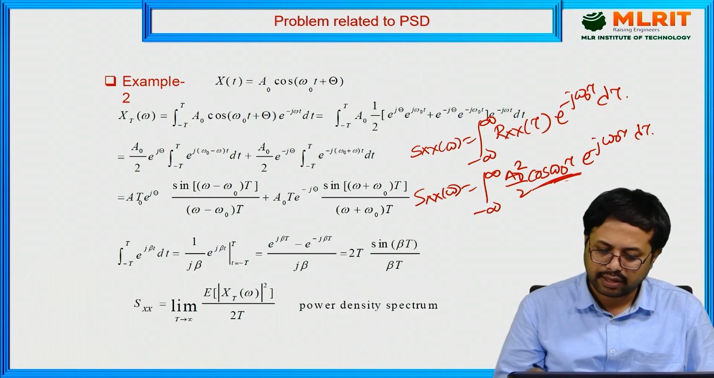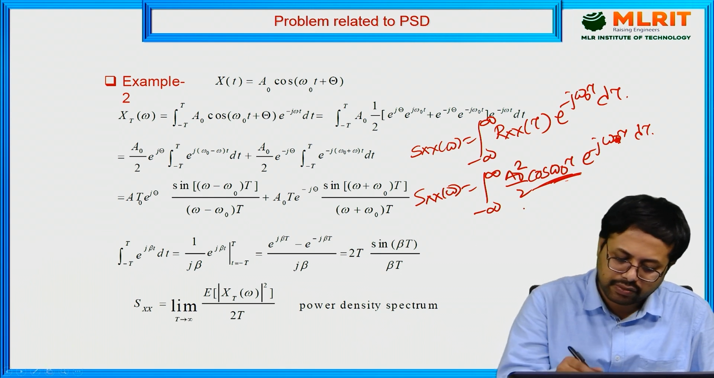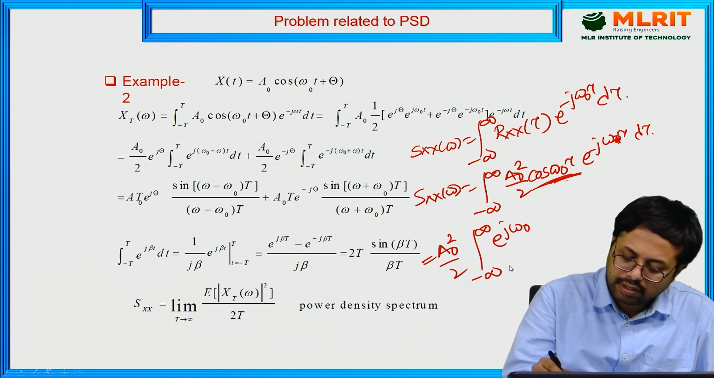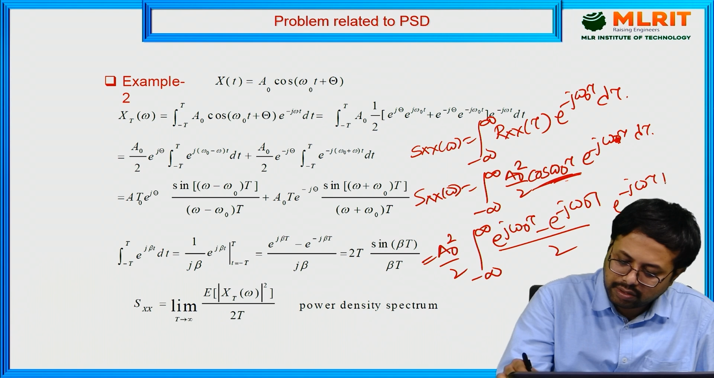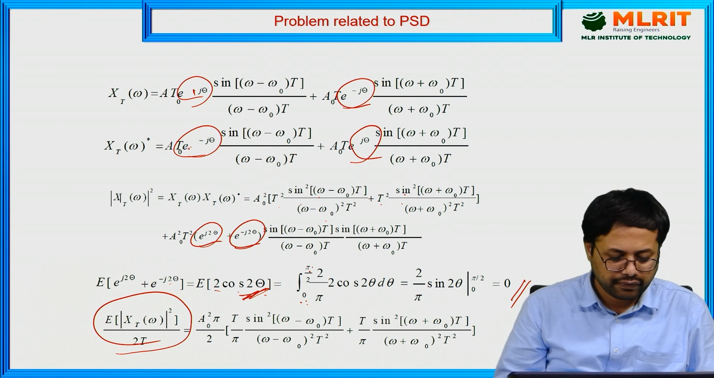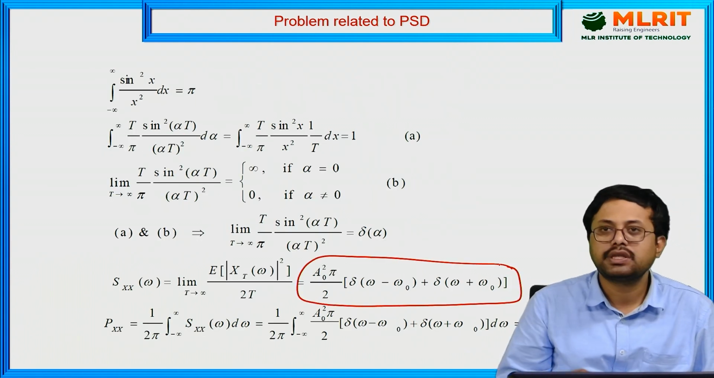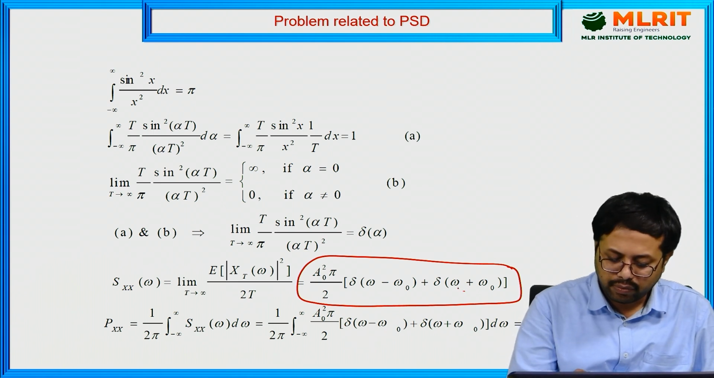A naught square by 2, take it outside. Here the integration from minus infinity to infinity of (e power j omega naught tau plus e power minus j omega naught tau) by 2 into e power minus j omega tau. Now simplify it further, and again you will get the answer. This is the answer you are going to get: A naught square by 2 times pi times delta of omega minus omega naught plus delta of omega plus omega naught.